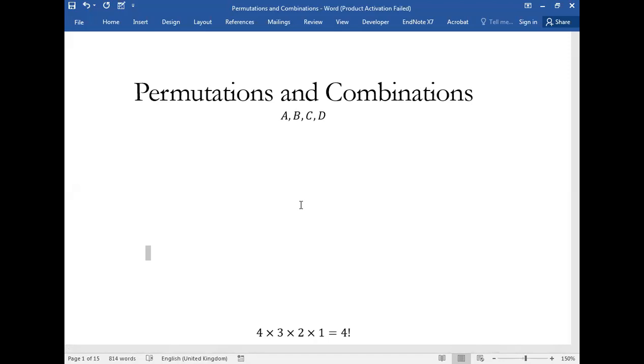So I've given you 4 letters A, B, C, and D. I want you to use all 4 of these and show me how many different arrangements you can make with all these 4 letters. जरा जल्दी से बताओ मुझे.